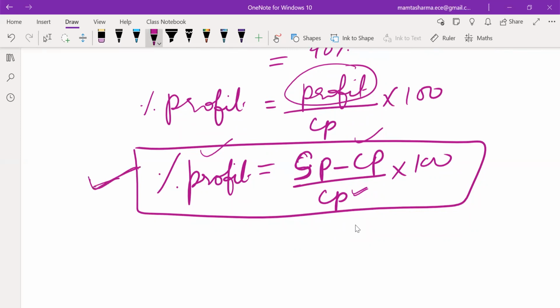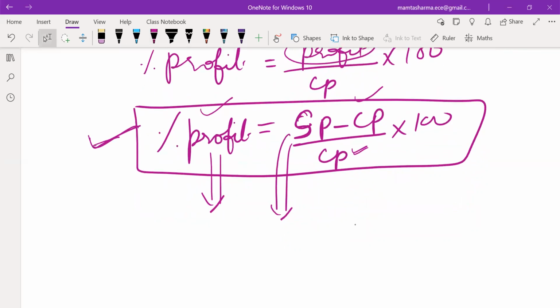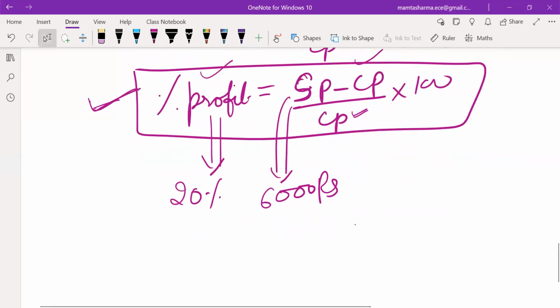Now use the second formula, if percentage profit is given and SP is given, and they have asked about CP. If I say percentage profit is 20% and selling price is 6,000 rupees, find out the cost price. Can you find it? Do it, Ananya. Okay, ma'am. Find out the cost price.